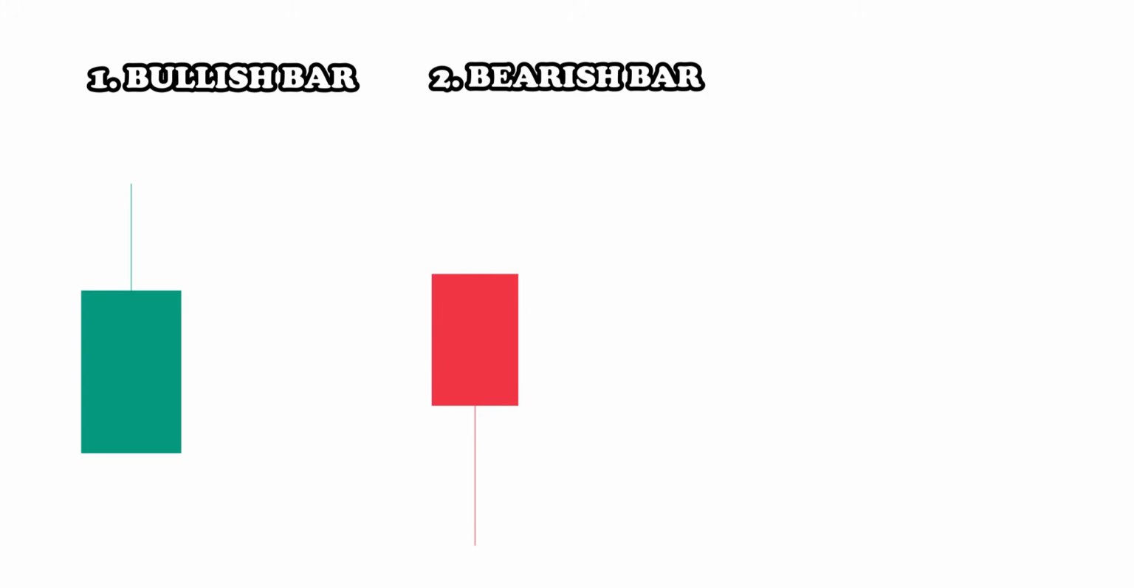The second pattern is the bearish Heiken Ashi bar. These bars are the opposite of bullish bars. They have a wick at the bottom, but no wick at the top. As long as the bar is a downward trend with no wick at the top, it is considered a bearish signal. The third pattern is the indecision Heiken Ashi bar.